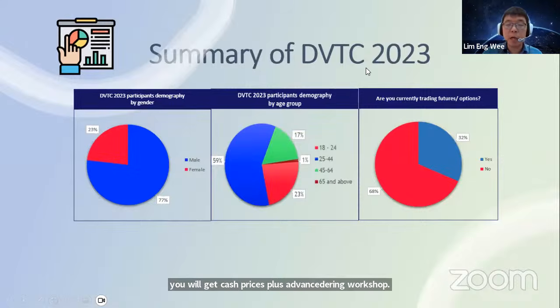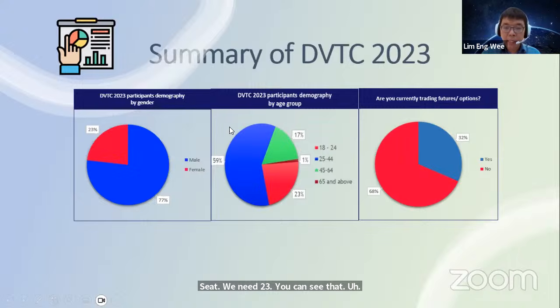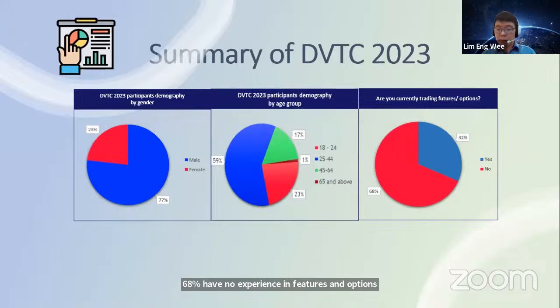Okay, this is a summary of DVTC 2023. You can see that most of the participants are male, and based on age group, most of the participants are between 25 to 44 years old. And we can see from here, 68% have no experience in trading futures and options. So it's not a problem for you to start. You can really learn from here.